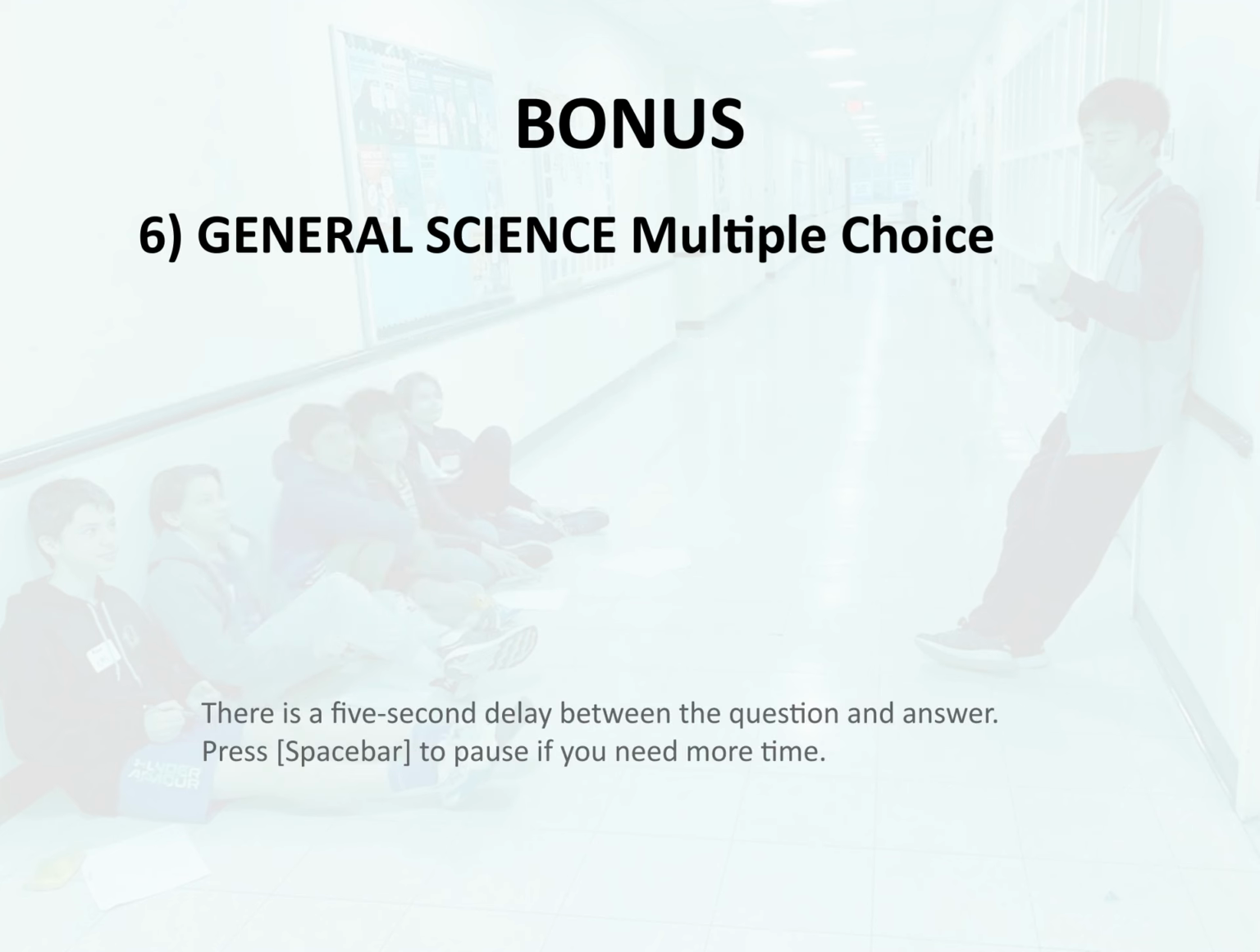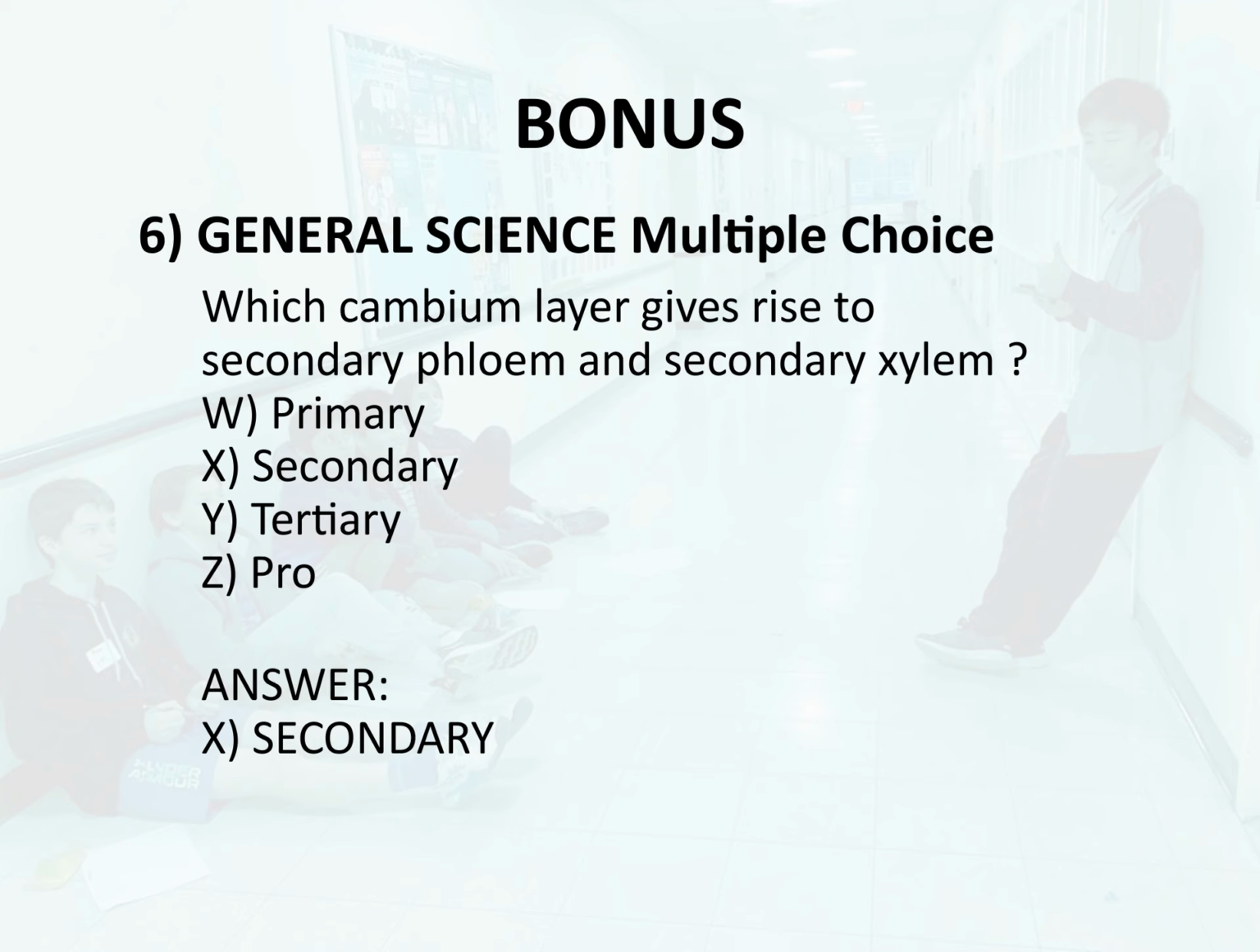Bonus 6. General science. Multiple choice. Which cambium layer gives rise to secondary phloem and secondary xylem? W. Primary. X. Secondary. Y. Tertiary. Z. Pro. Answer, X. Secondary.